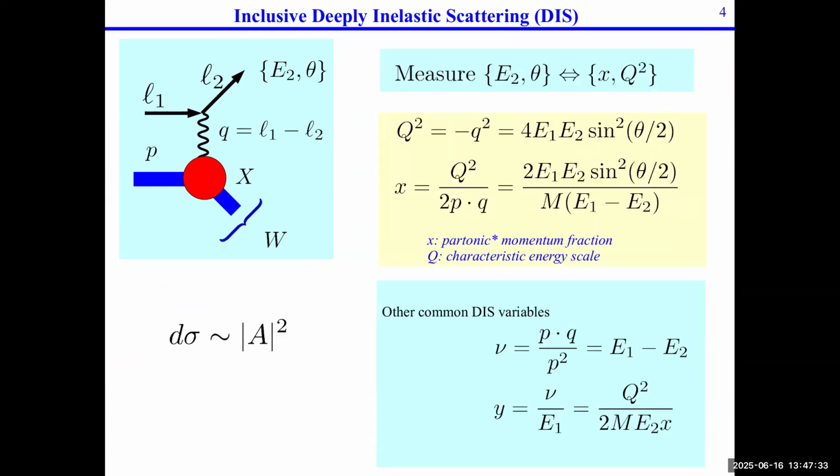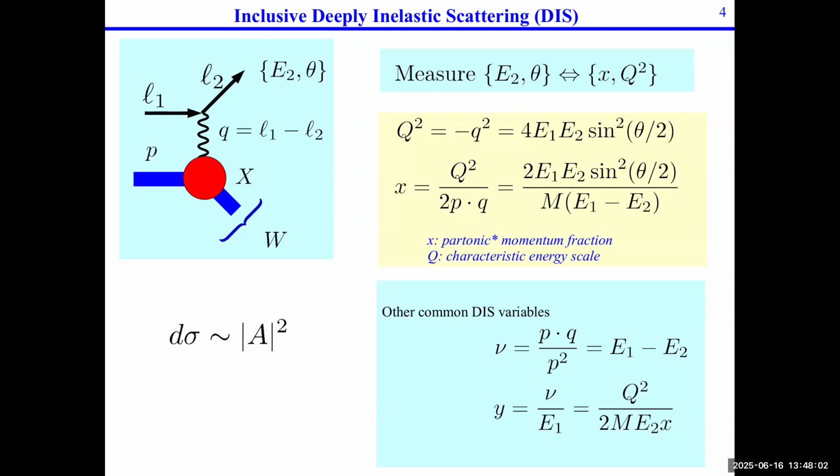What I find rather interesting about the inclusive deep inelastic scattering is that you measure the outgoing lepton, the energy and the angle, E2 and theta in this notation. And from that, you have a set of equations that can get you to the X and the Q. That is the Q squared, the energy of the photon, and the X, the Bjorken X, we're going to relate that eventually to the momentum of the protons inside. So it's a beautiful measurement.